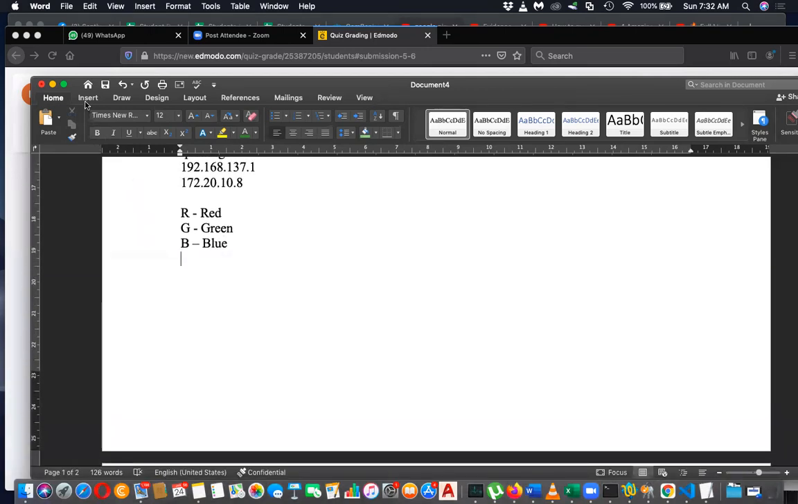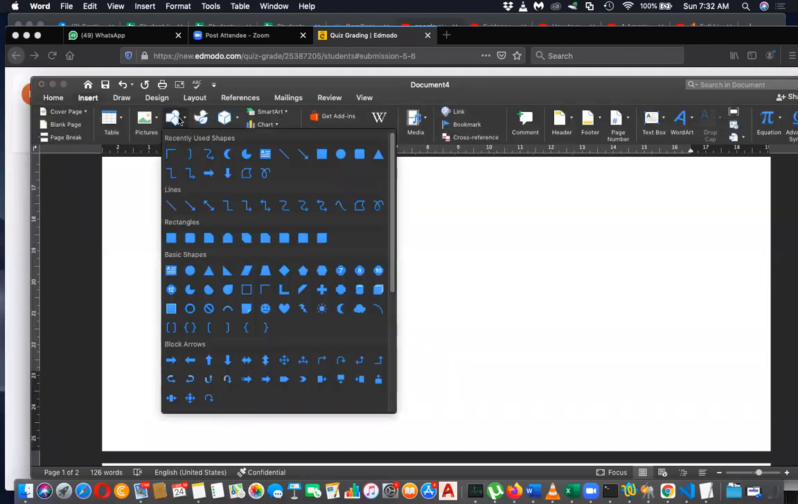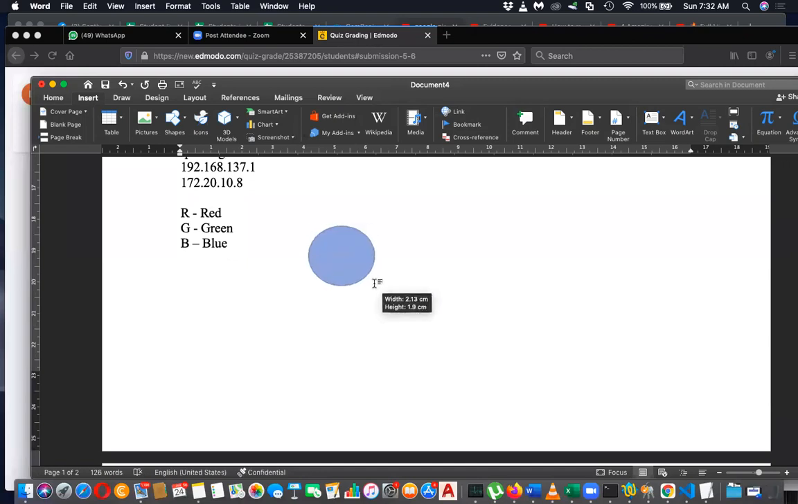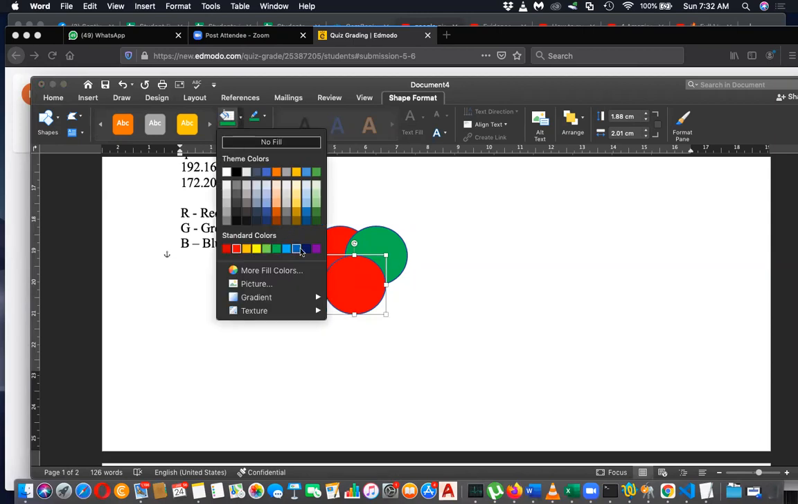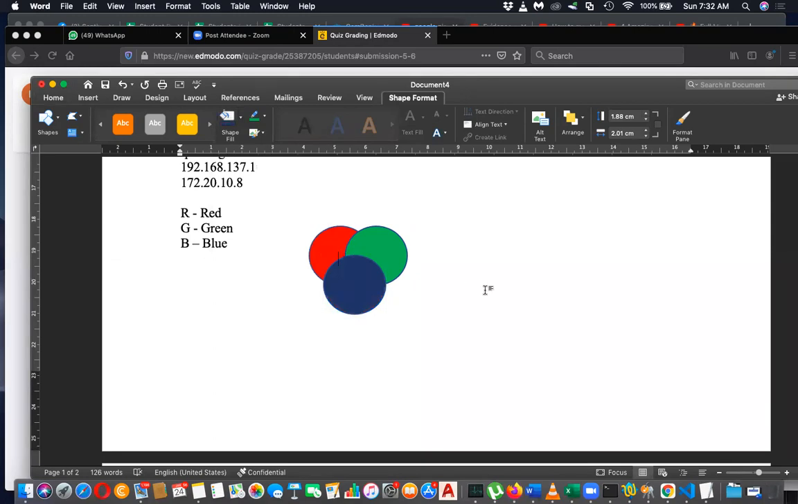The colors on the monitor. If you mix these colors, red, let's make this red, and green, red, green, and blue. If you mix these colors, this is green, this is blue. If you mix red, green, and blue colors, you will get some other colors. Let me make this a little transparent, right?